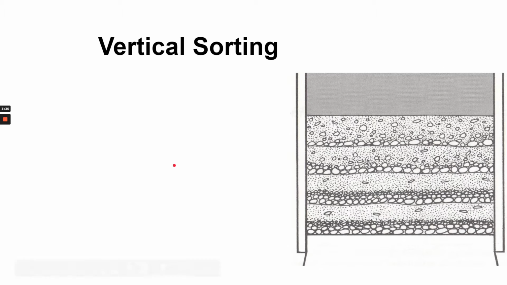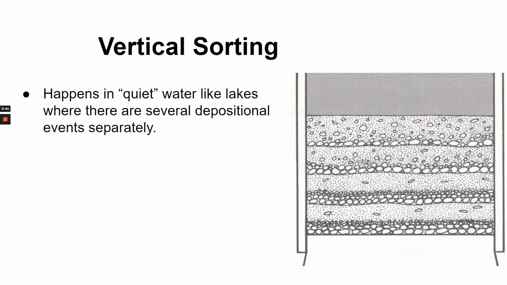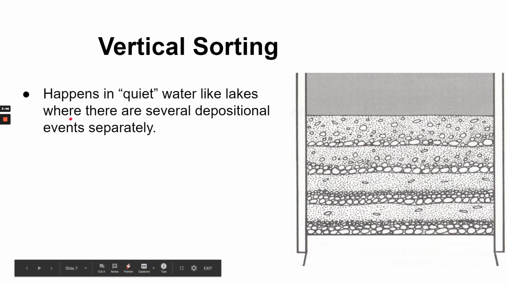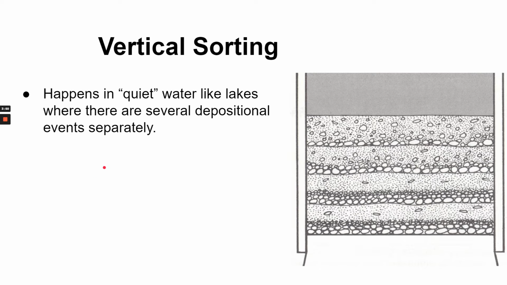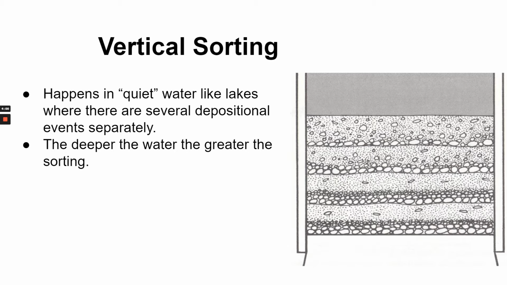We'll start by reviewing what vertical sorting is. So vertical is going to be up, right? This tends to happen in areas with quiet water, like a lake, and there may be several depositional events separately. So this tends to be seasonal, maybe in the springtime when the water is moving very fast and you have a lot of erosion happening, then you have a lot of deposition happening. The deeper the water is, the greater the amount of sorting there will be, and this is also known as graded bedding.